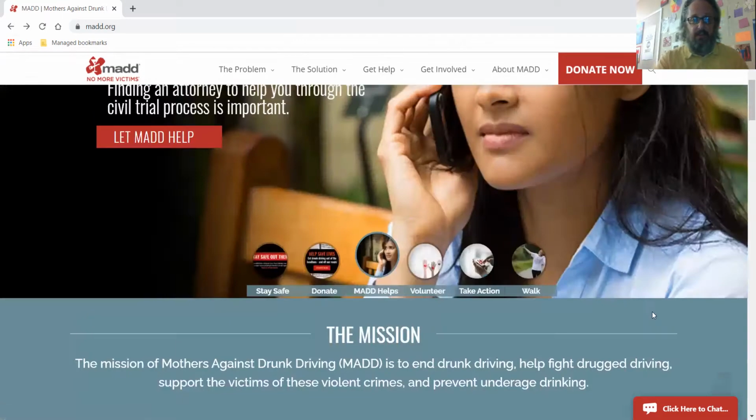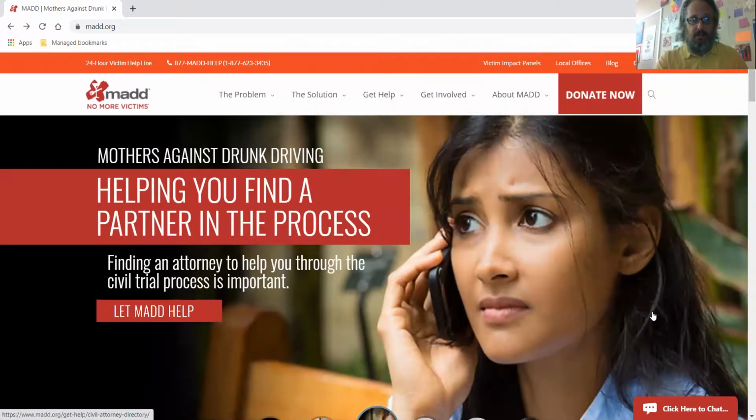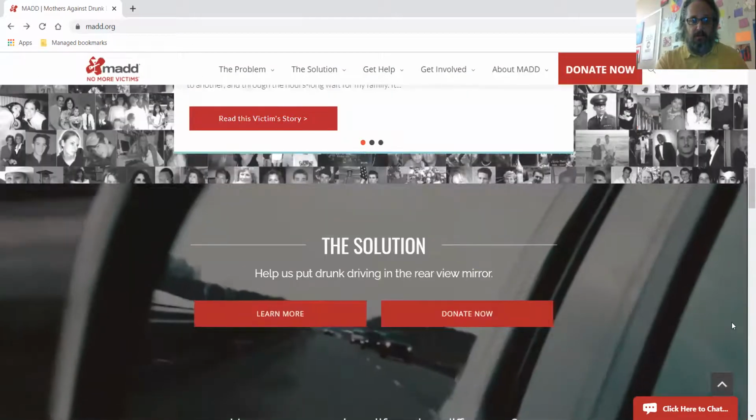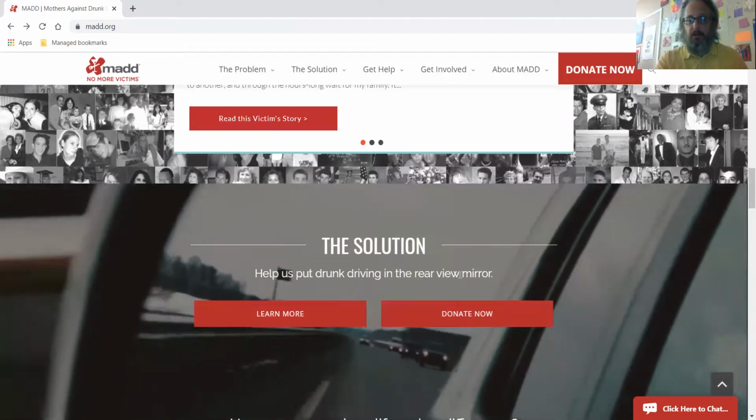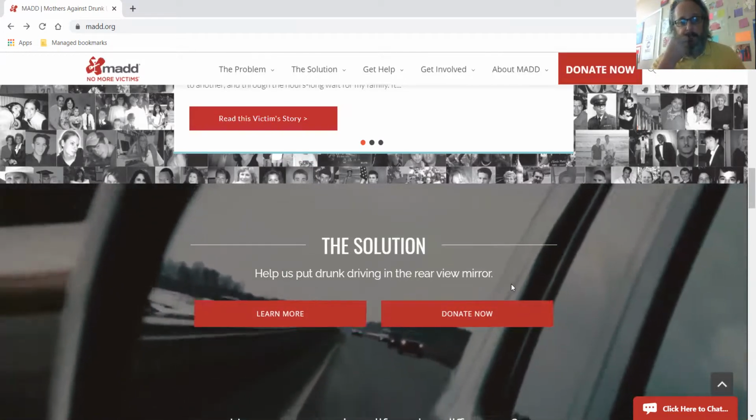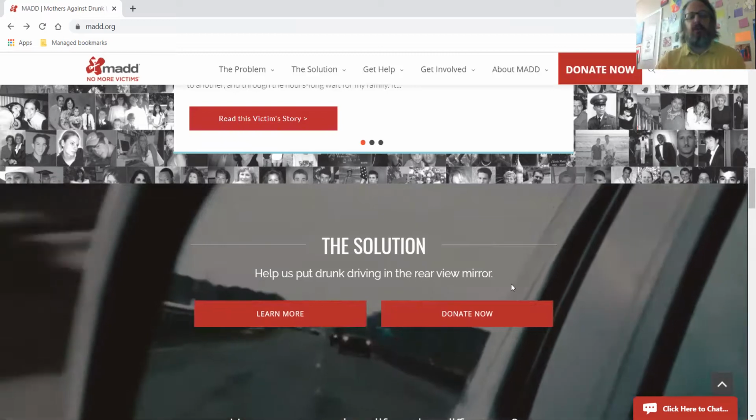Purposes, obviously, they say this. You know, what do they say down here? Help us put drunk driving in the rearview mirror, right? Let's get rid of it, okay? Context. The context is, of course, drunk driving is a problem.